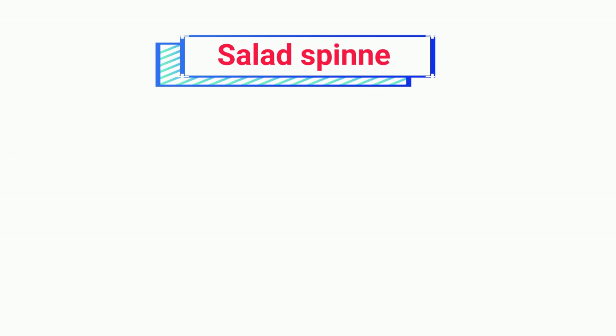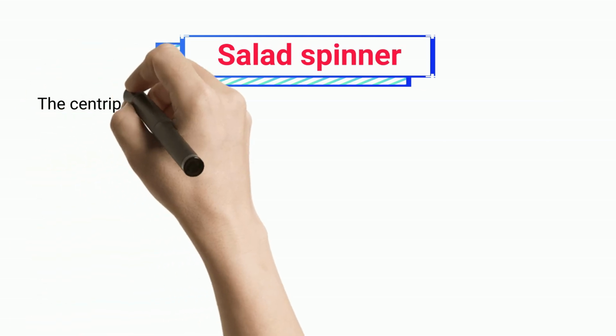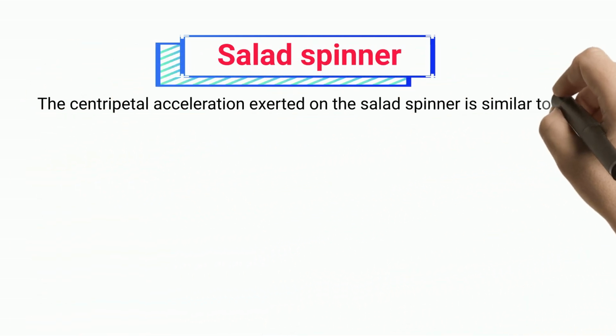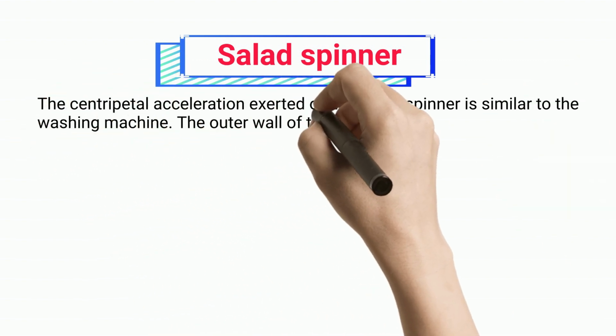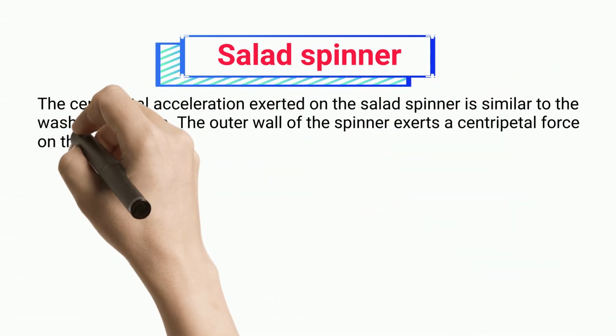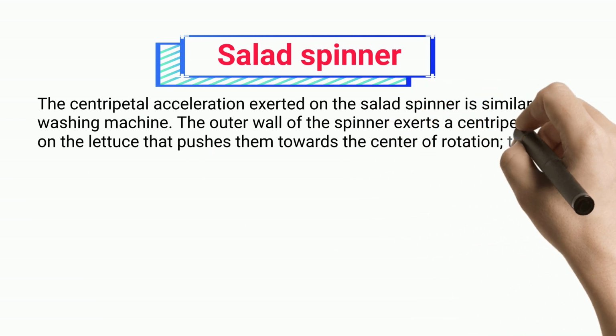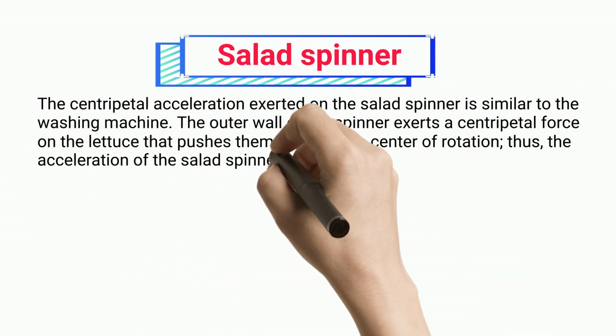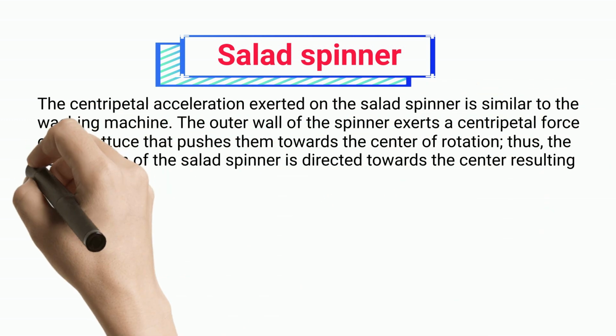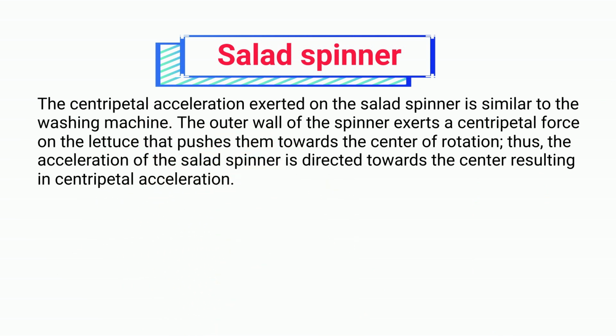Salad spinner. The centripetal acceleration exerted on the salad spinner is similar to the washing machine. The outer wall of the spinner exerts a centripetal force on the lettuce that pushes it towards the center of rotation. Thus, the acceleration of the salad spinner is directed towards the center, resulting in centripetal acceleration.